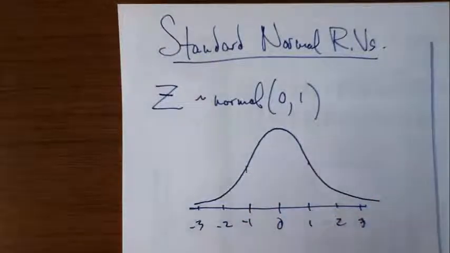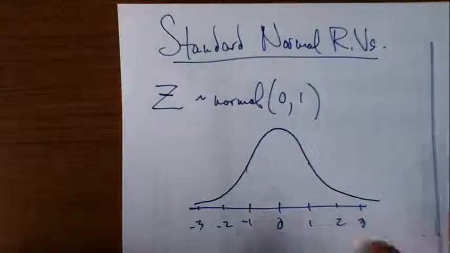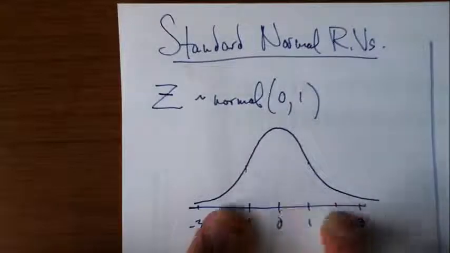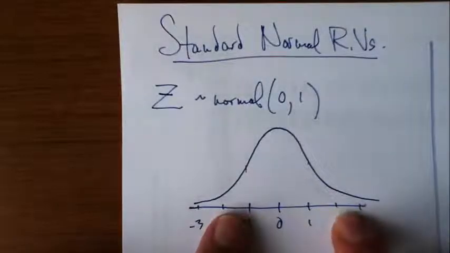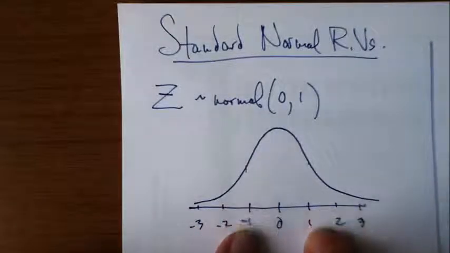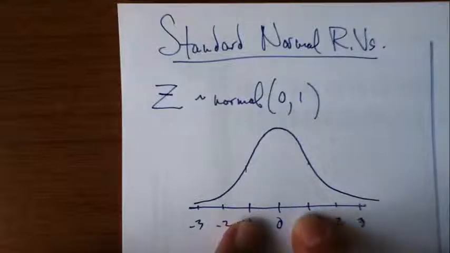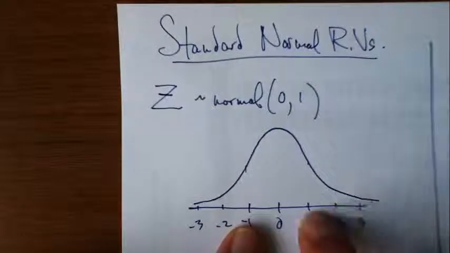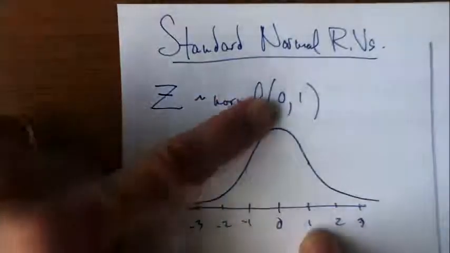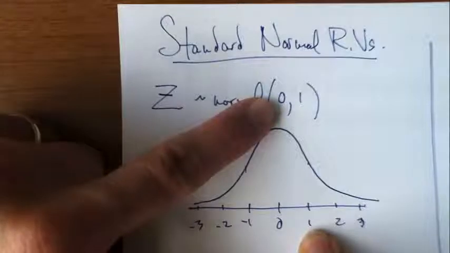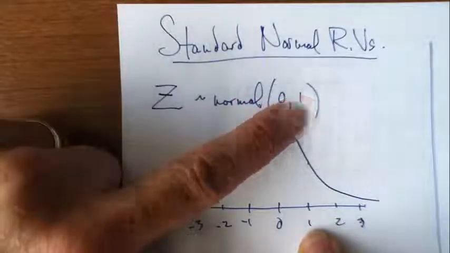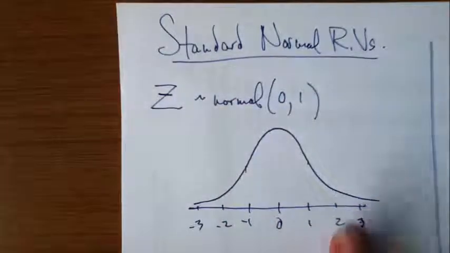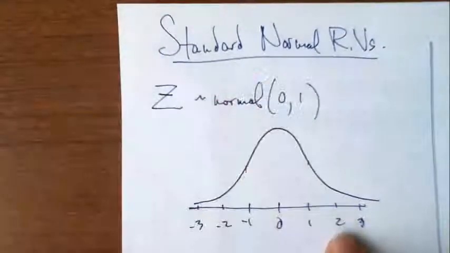Okay. A nice property of these distributions is that the z-scores are exactly the numbers you see here down on the real line. For example, if I took 1 and subtracted the mean, I get 1, and then divide by the standard deviation, I get 1. If I take 2 and subtract the mean and divide by the standard deviation, I get 2.